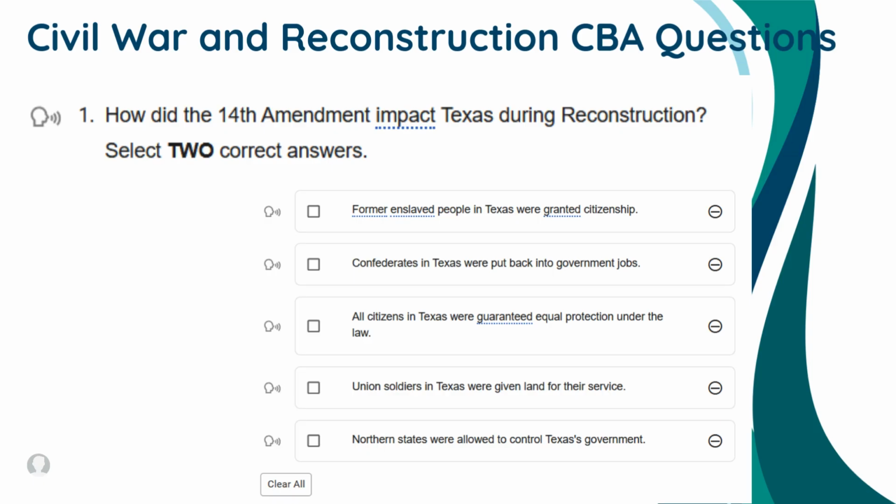This question asks students to analyze the impact of the 14th Amendment during Reconstruction. It's a complex multi-select question, and students have to distinguish between accurate outcomes and misconceptions. And so our Reconstruction vocabulary and cause and effect relationships instruction will directly support this question.